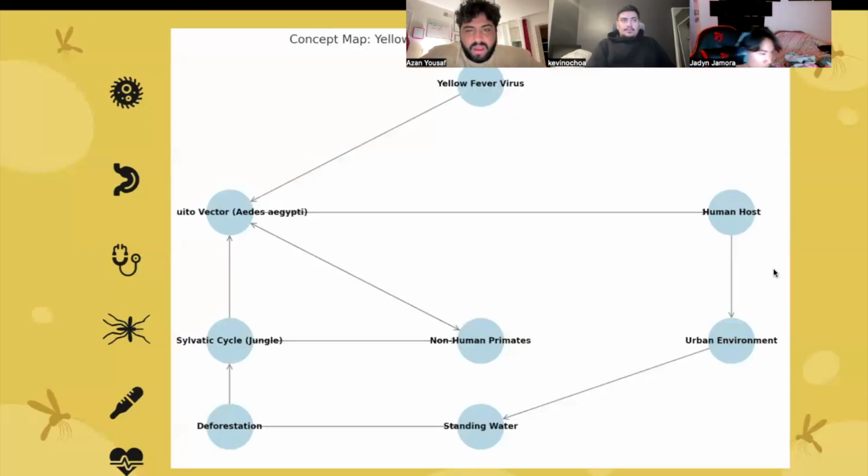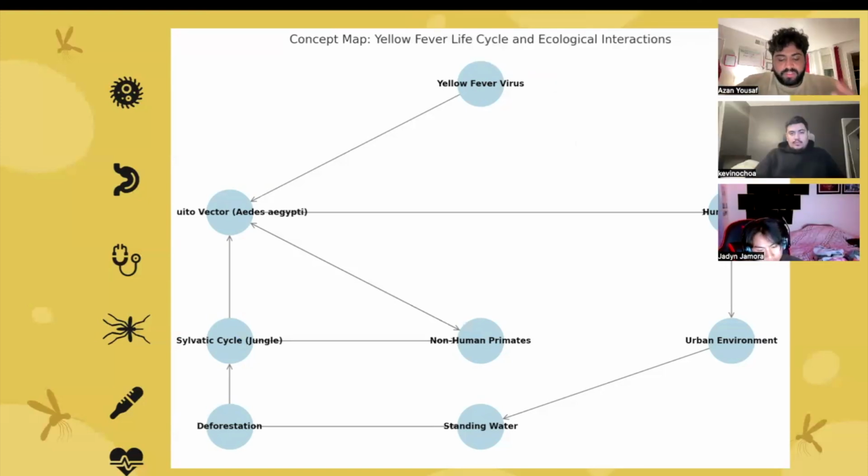Here's kind of a concept map. Let me make that a little bit more clear. That kind of illustrates the ecological interactions. So at the center of the transmission is the actual mosquito, which is the primary vector. The mosquitoes transmit the virus between hosts, which include humans and non-human primates, depending on the environment. The cycle takes two main forms.